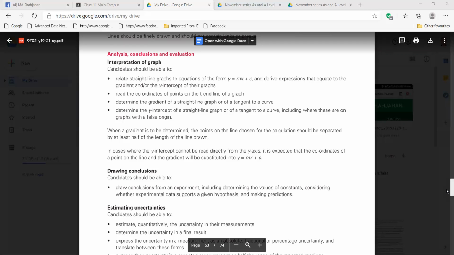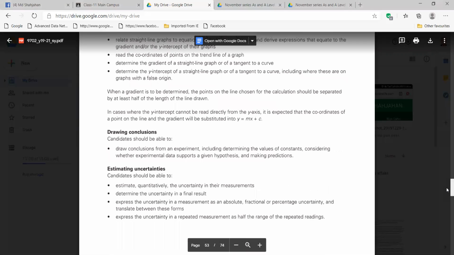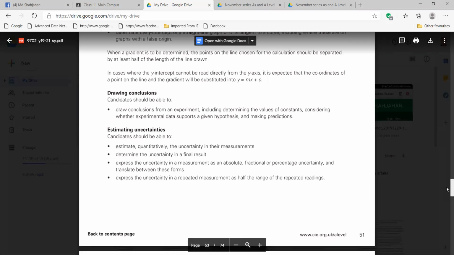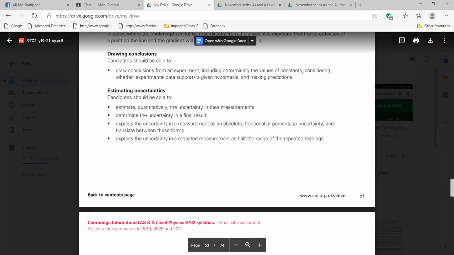Drawing conclusions from an experiment, including determining the values of constants, considering whether experimental data supports a given hypothesis, and making predictions. So here you have to conclude, right?